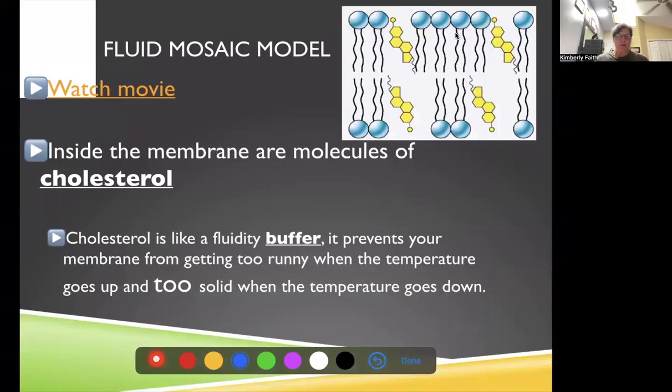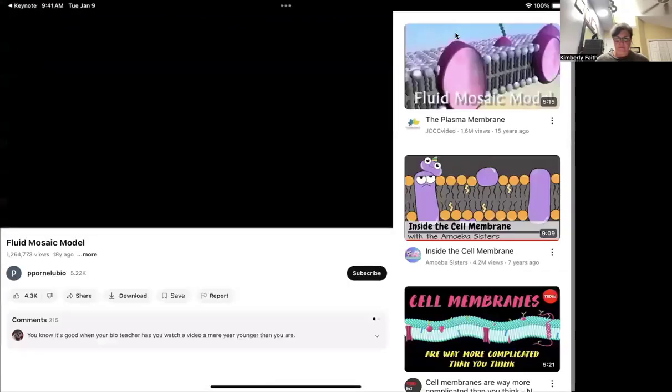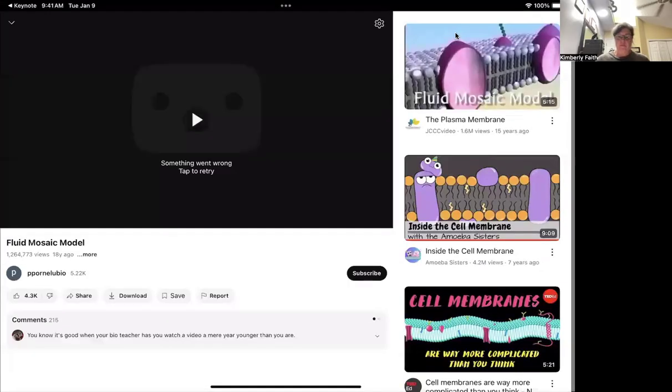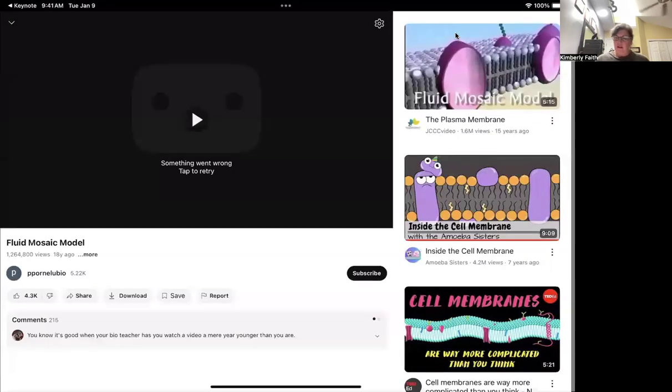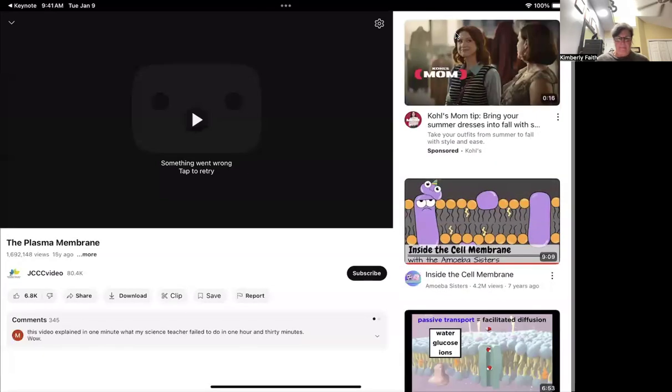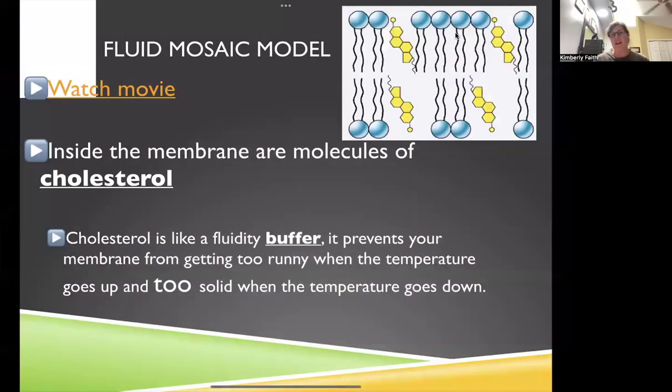So we have what's called the fluid mosaic model. I'm going to see if this will play because it's really short, but it is kind of cool. Let's see if I can get this to work. No, and I don't think I can. Oh, let's try this one. This might be it. Yeah, I was afraid it wouldn't play while I was trying to do a presentation. But if you have time, do watch it.